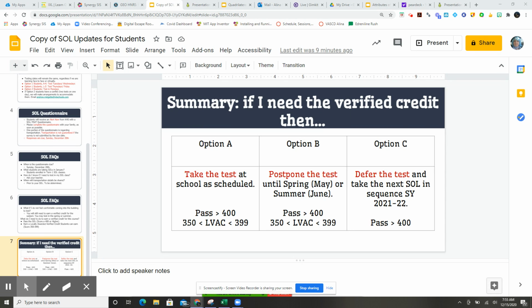So we have to actually take it like at home? You may not take it at home. You have to take the SOLs face-to-face at school.